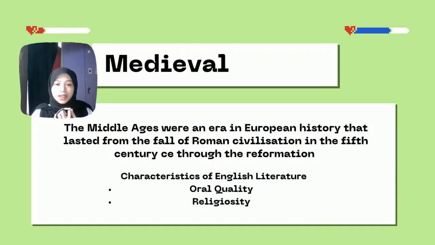The Middle Ages, or more known as the Dark Era, is a span of time in European history that lasted from the fall of Roman civilization in the 5th century through the Reformation until the 15th century. The very first version of the English language was acknowledged in England and southern and eastern Scotland. Later, it was brought to Great Britain by the Germanic population.